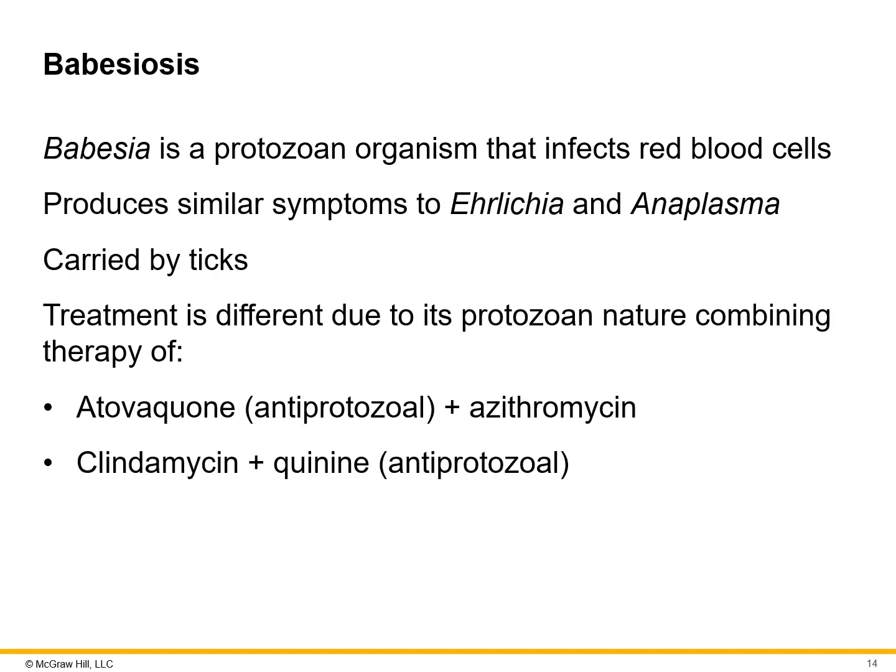Then babesiosis. This is the unique one that is caused by a protist instead of bacteria. However, it is going to look a lot like Ehrlichia and Anaplasma, also carried by ticks, but the treatment is going to be different because it's a protist instead of a bacteria. So antiprotozoal drugs are going to be used for these.